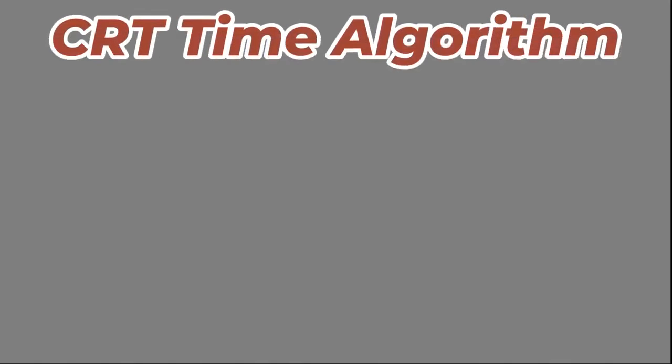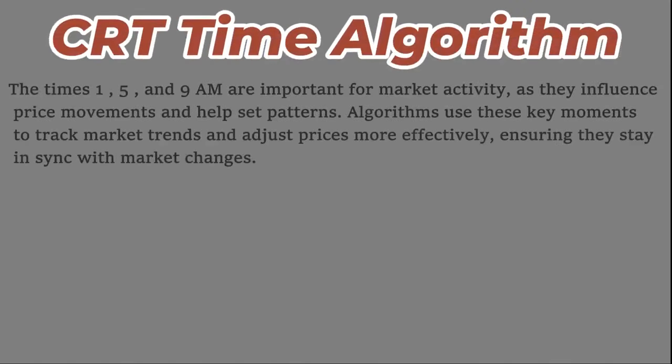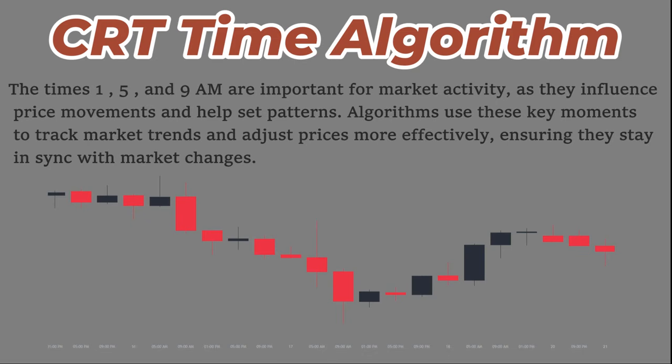CRT time algorithm. The times 1, 5, and 9 a.m. are important for market activity as they influence price movements and help set patterns. Algorithms use these key moments to track market trends and adjust prices more effectively, ensuring they stay in sync with market changes.